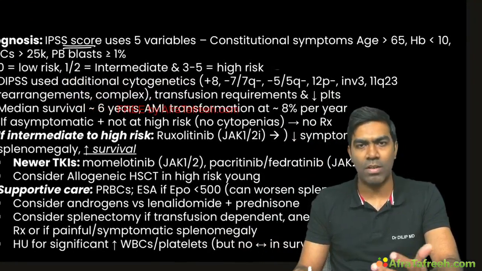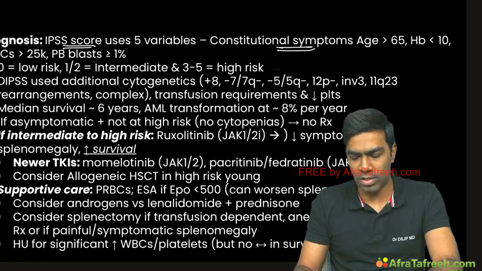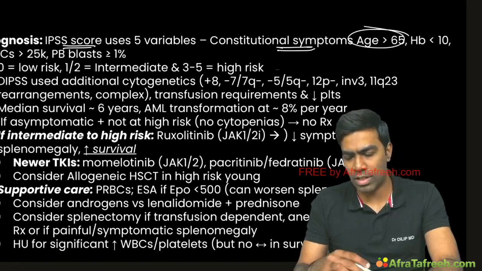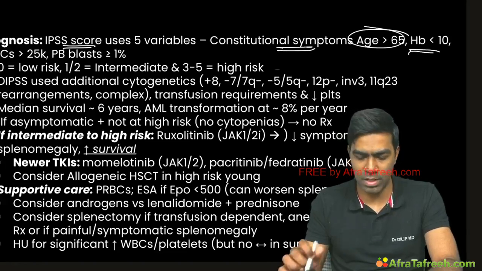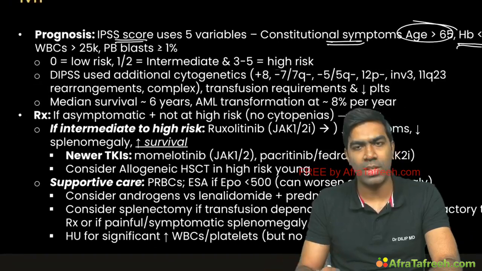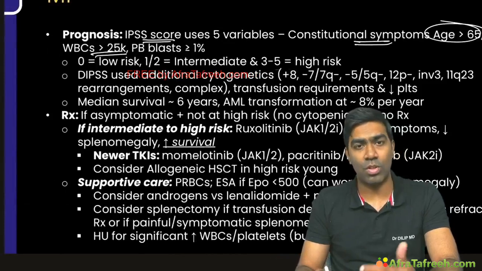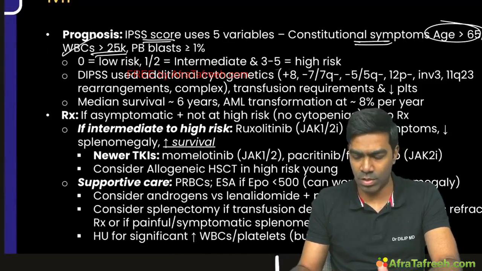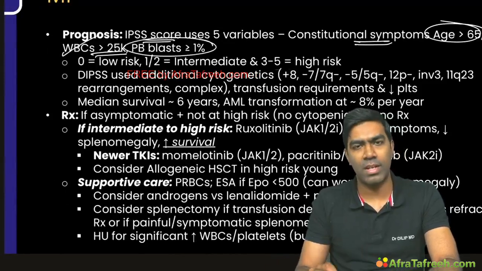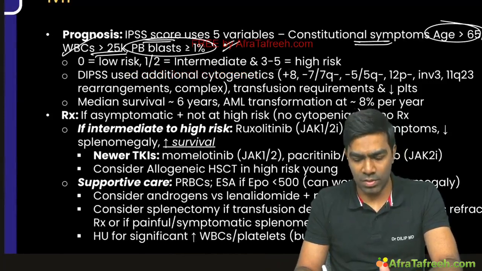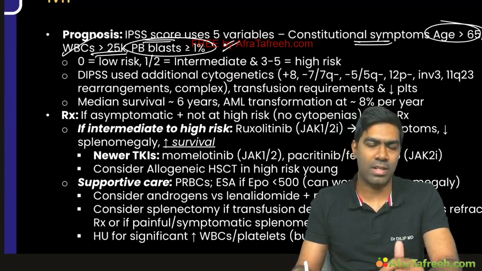So coming to the prognosis, there is a separate IPSS score for assessing the prognosis of myelofibrosis. You have 5 important variables. One is the constitutional symptoms. Second is elderly patients age more than 65. Third is presence of cytopenia, especially anemia, hemoglobin of less than 10 grams per deciliter. Number 4, leukocytosis with the WBC of more than 25,000. And number 5, peripheral blood blast count. If it's more than or equal to 1%, it indicates high risk.